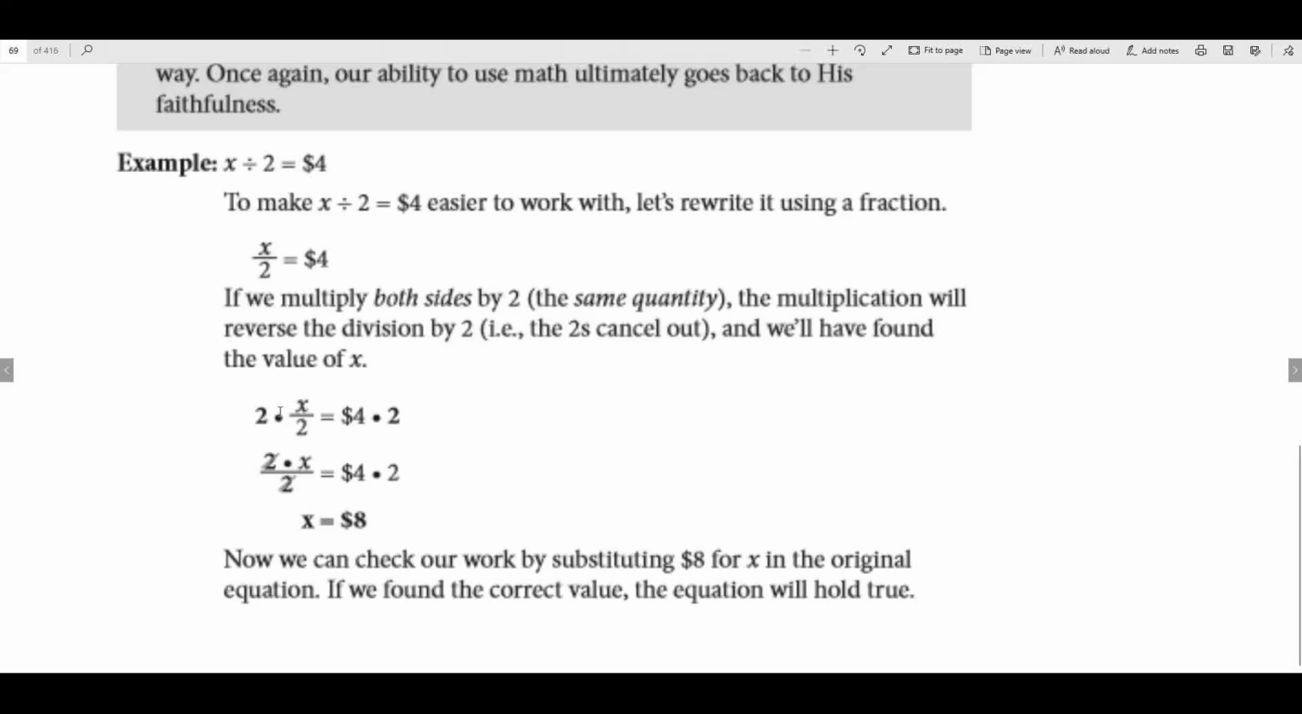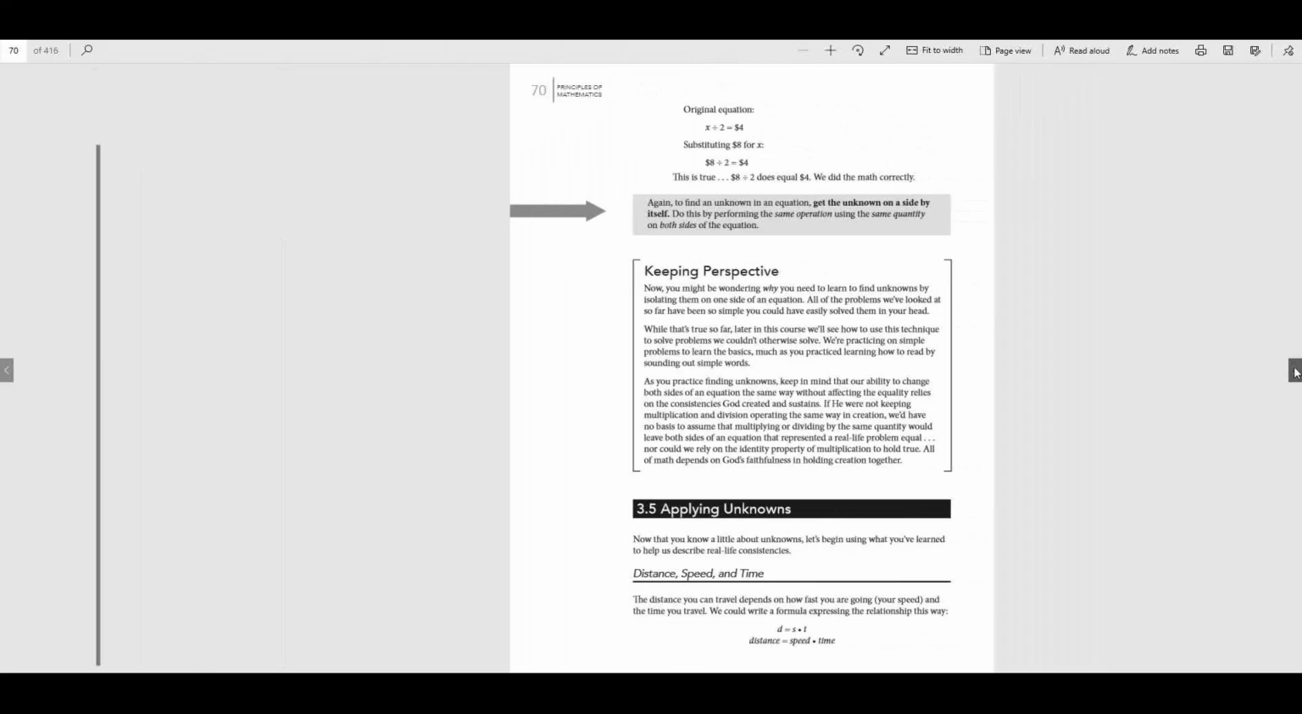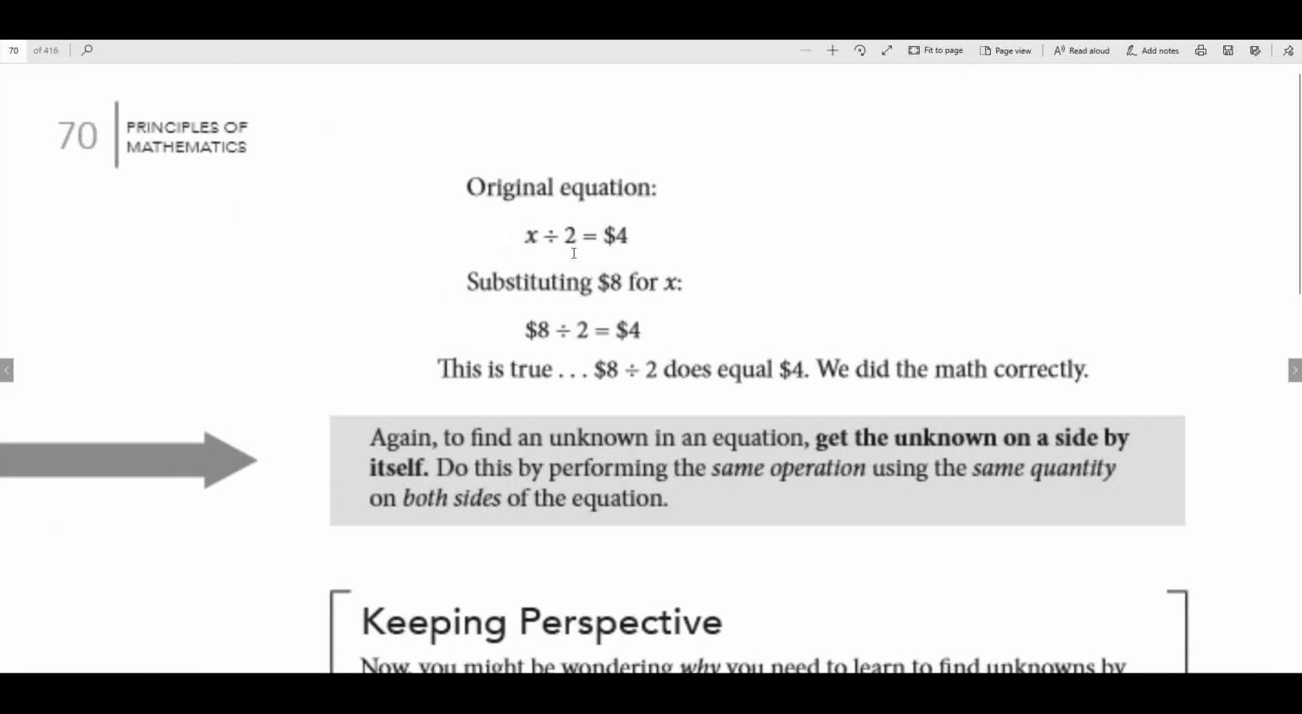So divide this side by 2, multiply both sides by 2, because multiplication is the opposite of division. So that's going to cause these 2's to cancel out. So you're left with x equals 4 times 2, which is x equals 8. Then of course you can check. Here's the original equation. Here they've plugged in their answer, and yes, it's true.